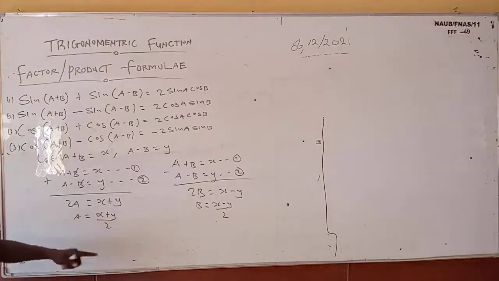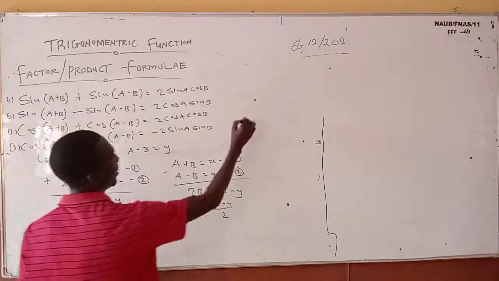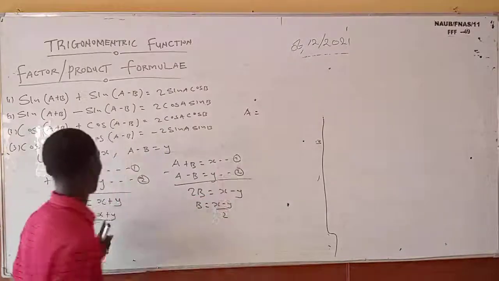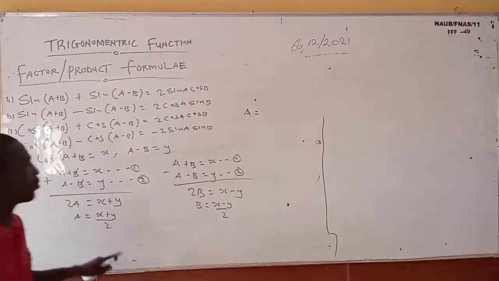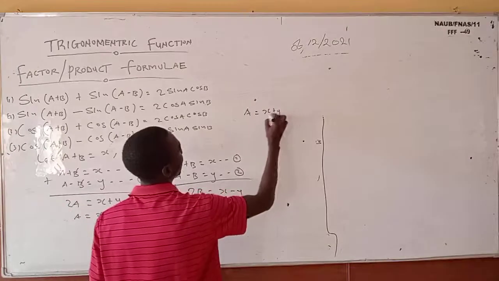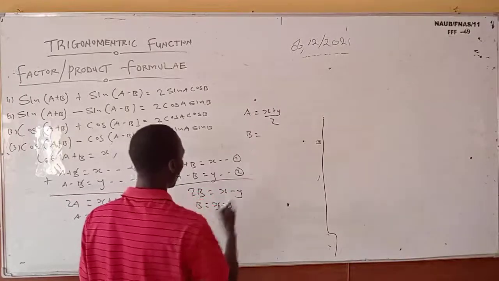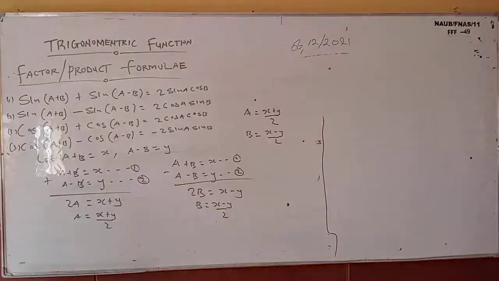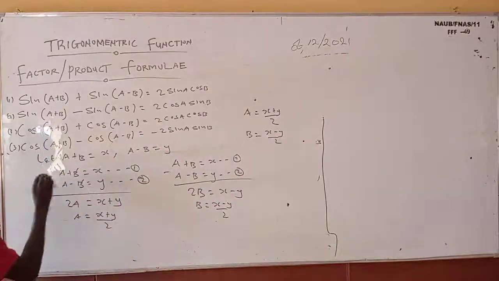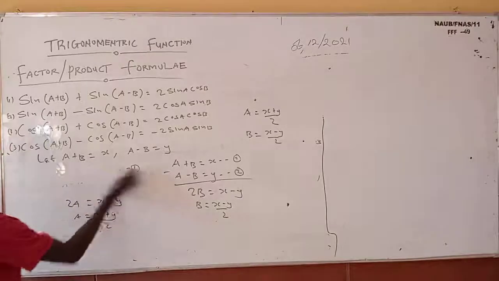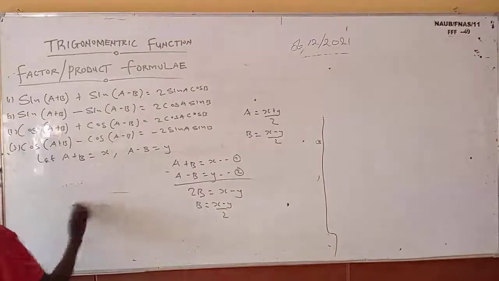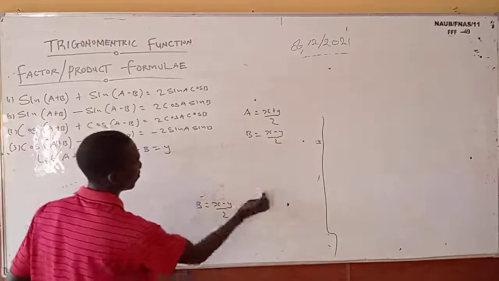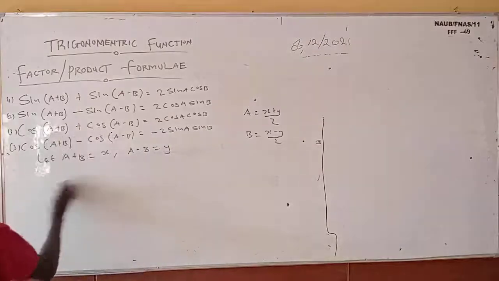So now let us substitute all this into the equations that we have. So what do we have? Our a is equal to s plus y over 2. And our b is equal to s minus y over 2. You get that? And don't forget, the assumption is let a plus b be equal to s, and a minus b be equal to y.